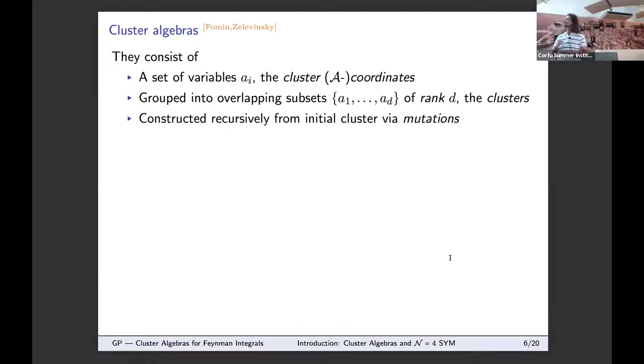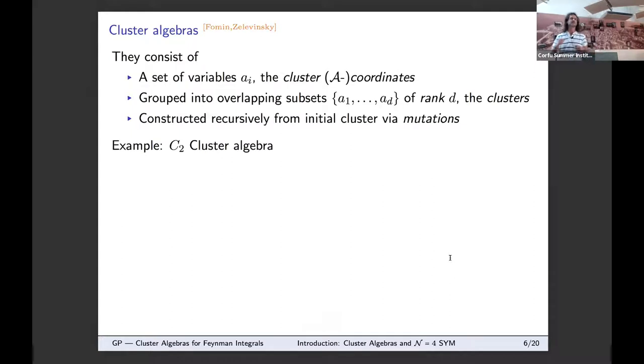And what is remarkable about cluster algebras is that you don't know what you will get from the very beginning. It's like chess. You have a certain set of rules that are called mutations, and you play this game, and in the end, you generate your cluster algebra.